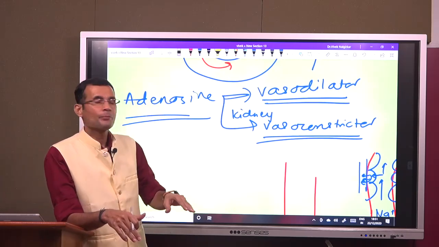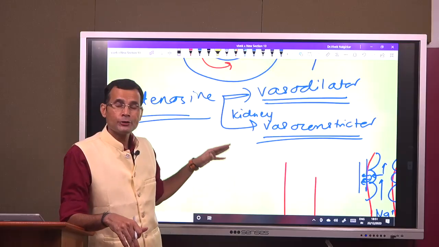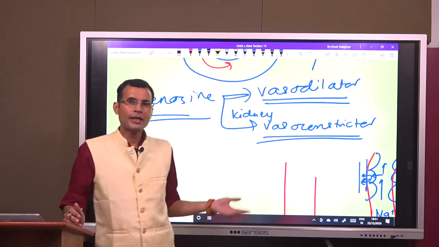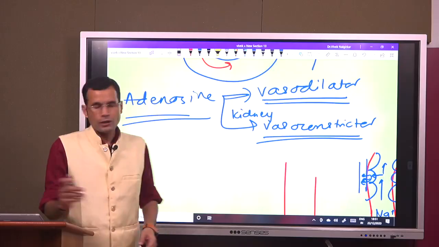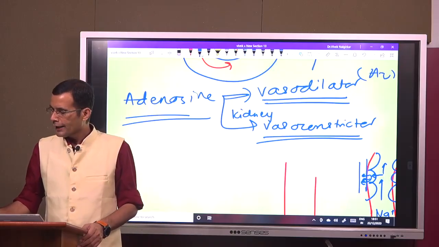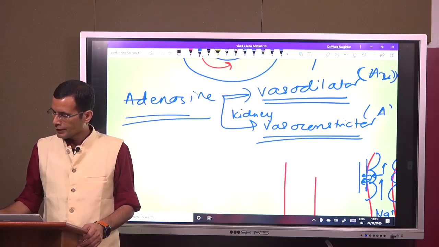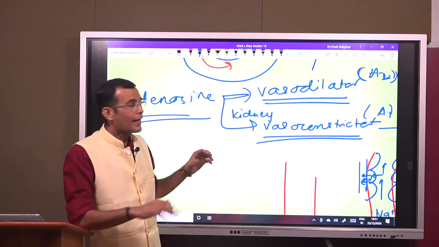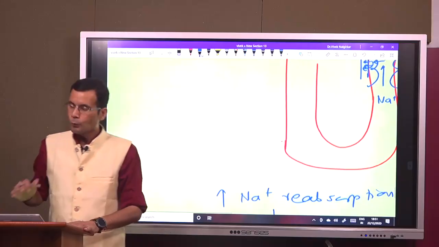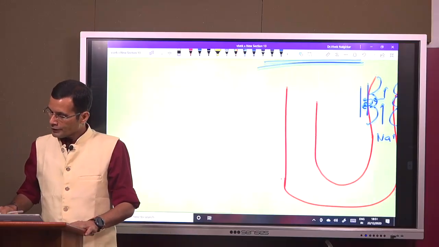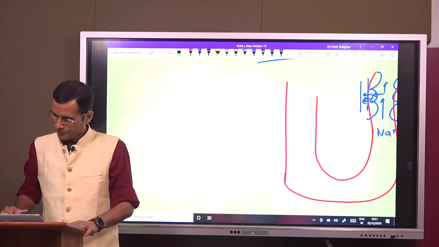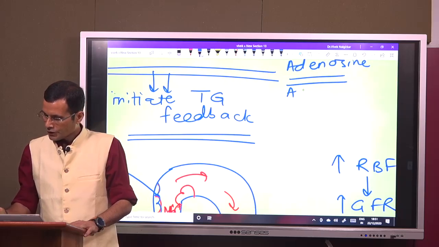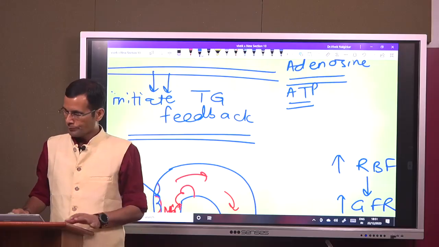But in the kidney, it leads to vasoconstriction. And that's because we have two types of receptors, A1 and A2. Generally the A2 receptors are elsewhere, and in the kidney there is the other receptor. So adenosine is the one ligand. The other one is ATP. The other signal is generated by the ATP itself.